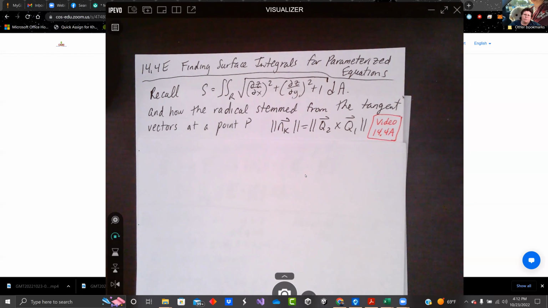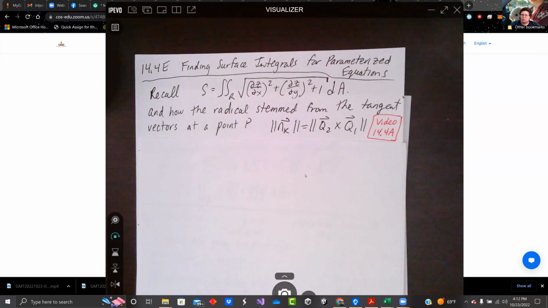Welcome back, everybody. We were finding surface area, doing surface integrals for functions of more than one variable. We've done it with regular x and y. Now we're going to look at doing it with parameterized equations. Just recall from the first video we did, our integral was the square root of (dz/dx)^2 plus (dz/dy)^2 plus 1.